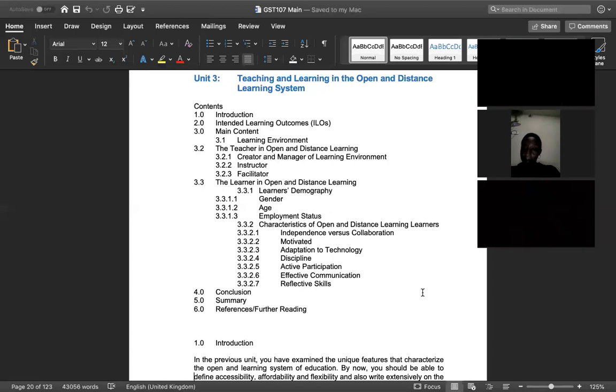You have to know how to navigate your way. And mind you, this adaptation to technology is part of the interactivity we talk about, at the discussion forum. One of the levels of interactivity is interaction with technology. You can't be in an open and distance learning system and not interact with technology. It's absolutely impossible.